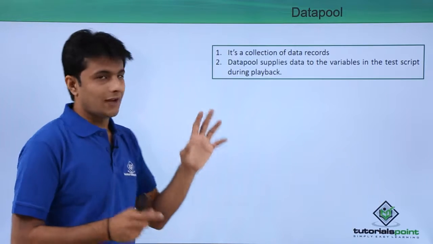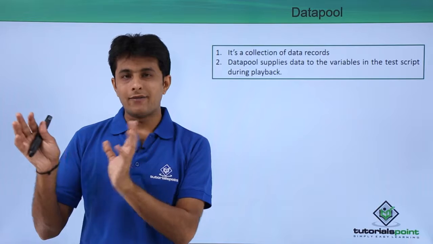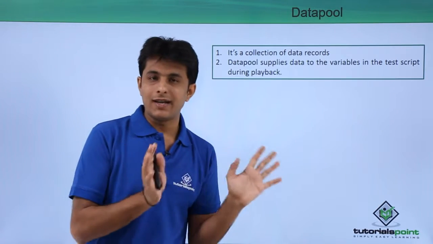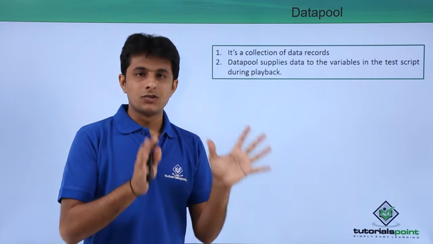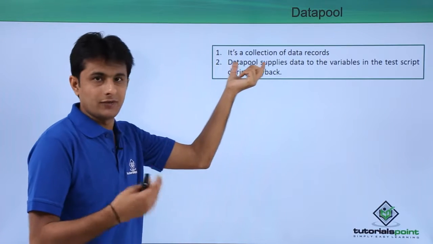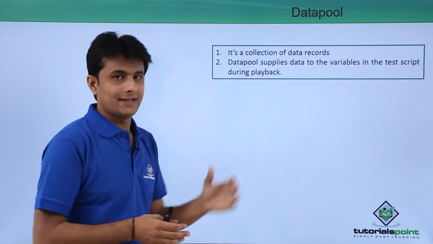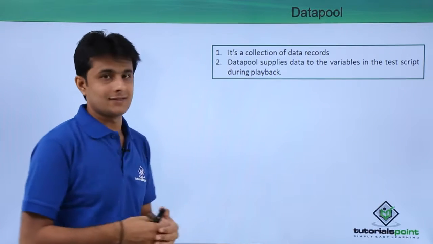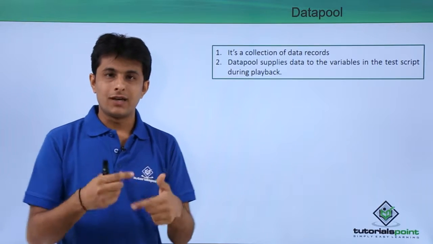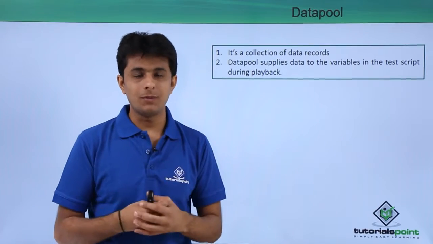Next, we have a concept named data pool. Usually in manual testing, you have an Excel file where the data is kept. But here in RFT, it has a separate Excel file named data pool. A data pool can consist of multiple columns. It's a collection of data records, as given here. Second, the data pool supplies data to the variables in the test script during playback. So a data pool is nothing but an Excel file. From there, values can be pushed one by one into our test scripts and the execution can be performed.